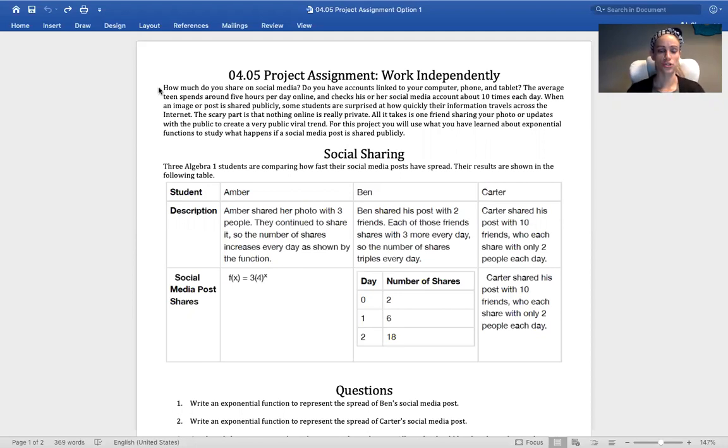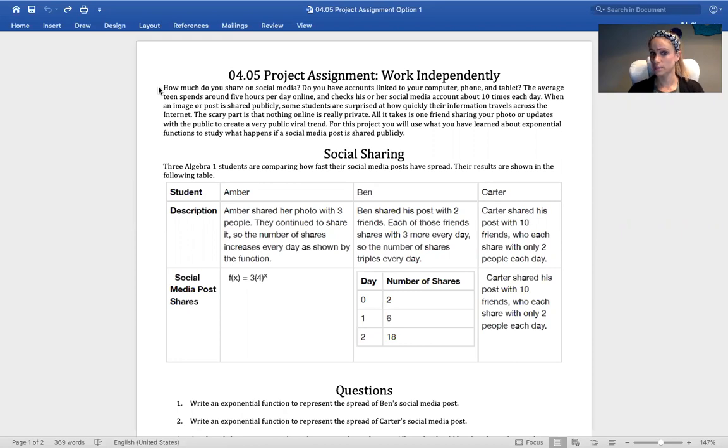How much do you share on social media? Do you have accounts linked to your computer, phone, and tablet? The average teen spends around 5 hours per day online and checks his or her social media account about 10 times each day. When an image or post is shared publicly, some students are surprised at how quickly their information travels across the internet. The scary part is that nothing online is really private. All it takes is for one friend sharing your photo or updates with the public to create a very public viral trend. For this project, you will use what you have learned about exponential functions to study what happens if a social media post is shared publicly.